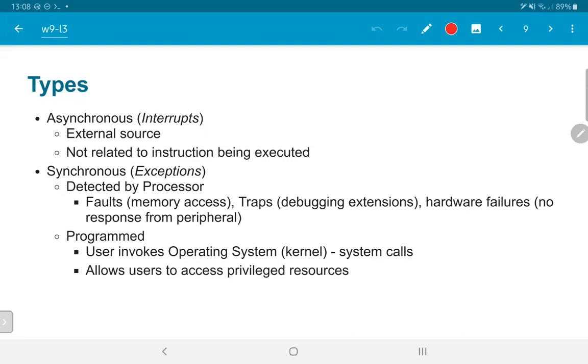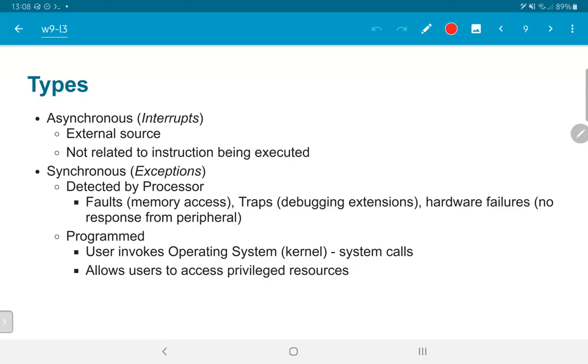The other type are the synchronous interrupts, but usually called exceptions. Once again, over here, you could have two types. One type would be the ones that are detected by a processor. This would include memory faults, traps, hardware failures, such as, for example, trying to read from a peripheral that does not respond or that gives some kind of an error condition on return.